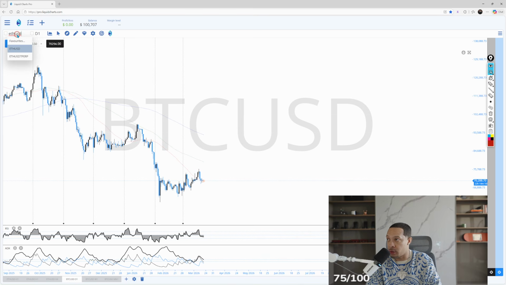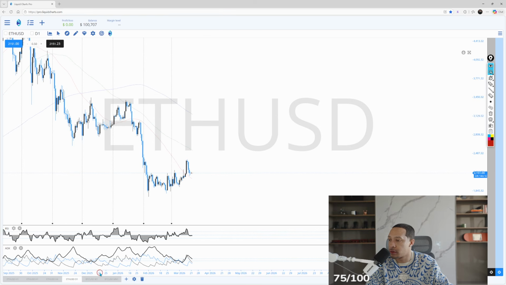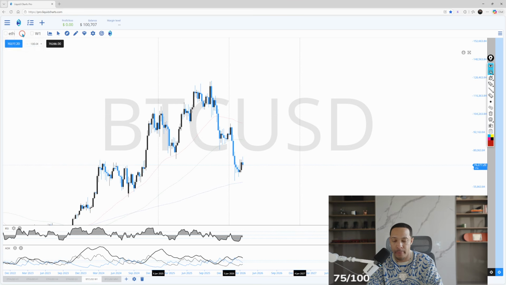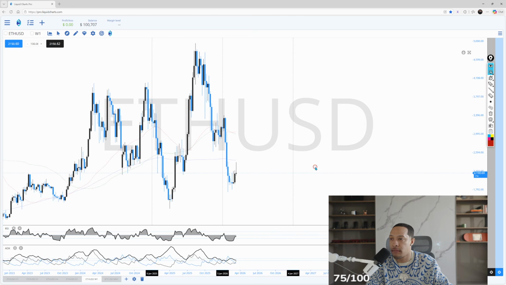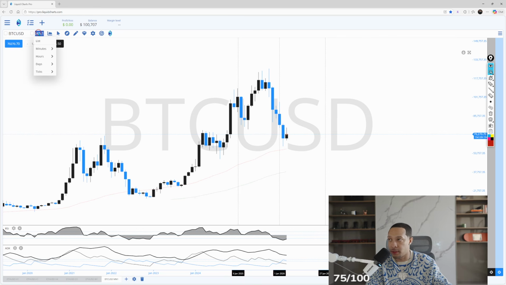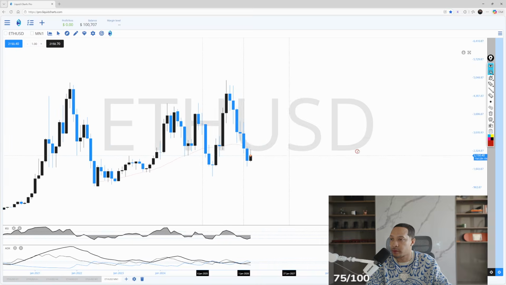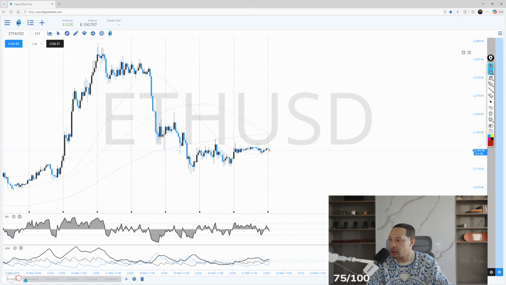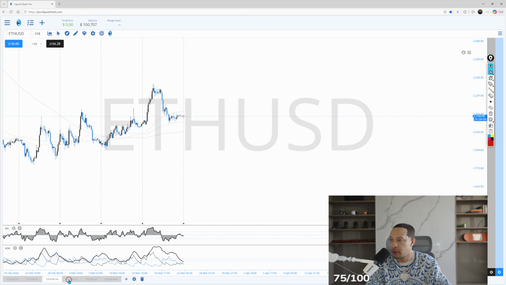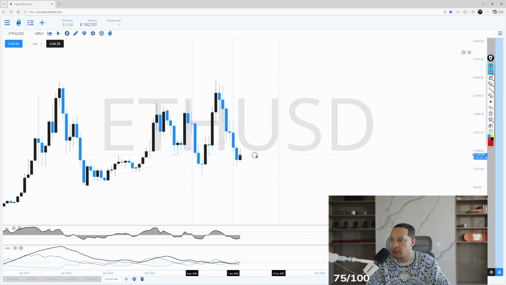As I'm looking at doing Ethereum, I kind of don't even like it. Throw that right here. This actually could be an interesting markup. All right, let's move that.